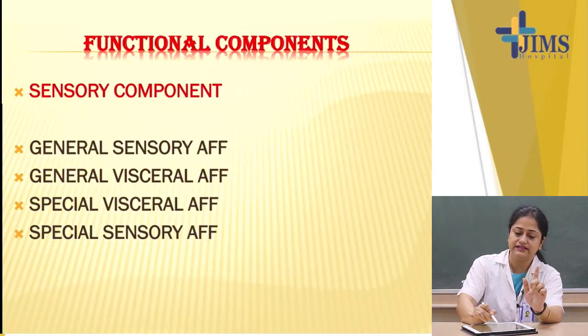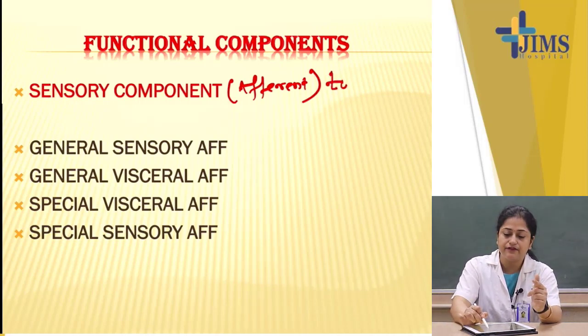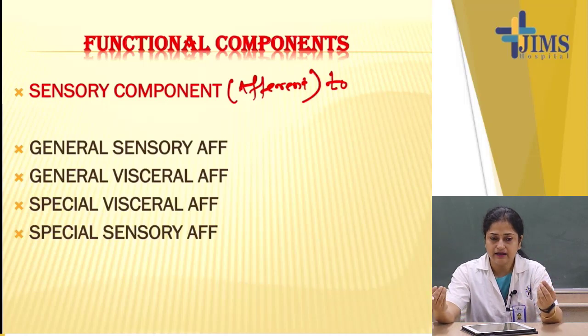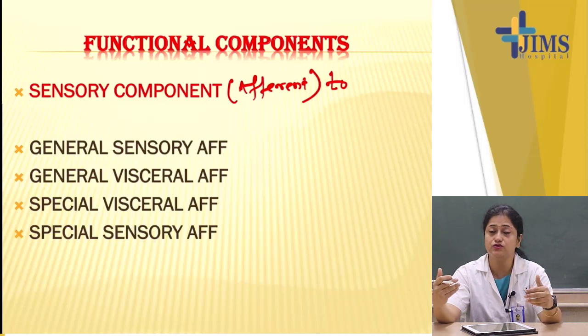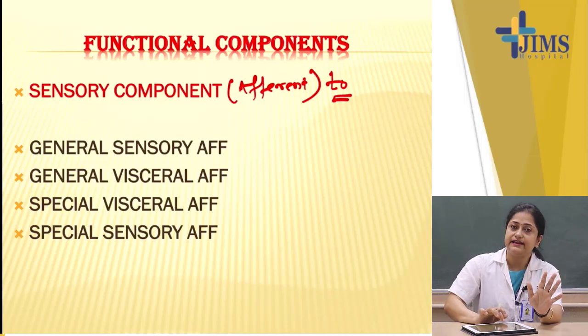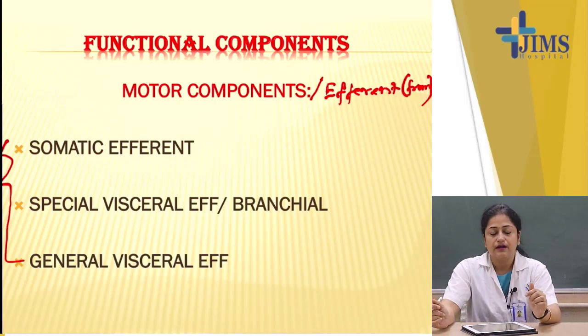In the same way, sensory nerve, we can say, is afferent, but it will be afferent to. That means the cell bodies or the sensory components are in different parts of the body and the sensation is carried to the central nervous system. So, it is going towards the central nervous system, so it is afferent to. With this idea, the motor component is also called the efferent component and the sensory component is also called the afferent component. Now, for the motor component, there are three subdivisions.